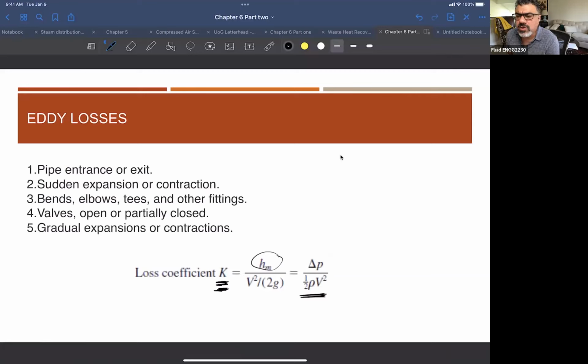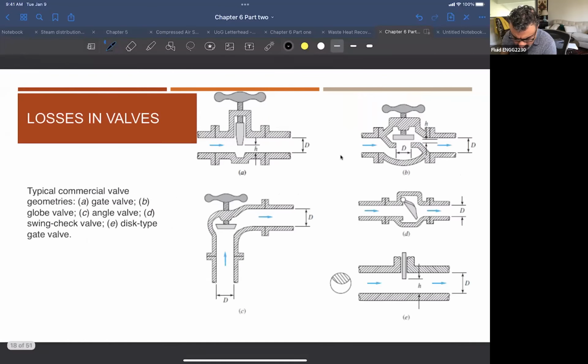In addition to these, there are so many other things: elbows, tees, fittings, and valves, and the valve itself could be open or closed. Once you have a valve, you are restricting the flow, which means you are creating more losses inside the valve. So it depends on whether the valve is fully open, where you still have flow inside the valve, versus partially closed. The same thing here, with a partially open valve. All these losses create eddies.